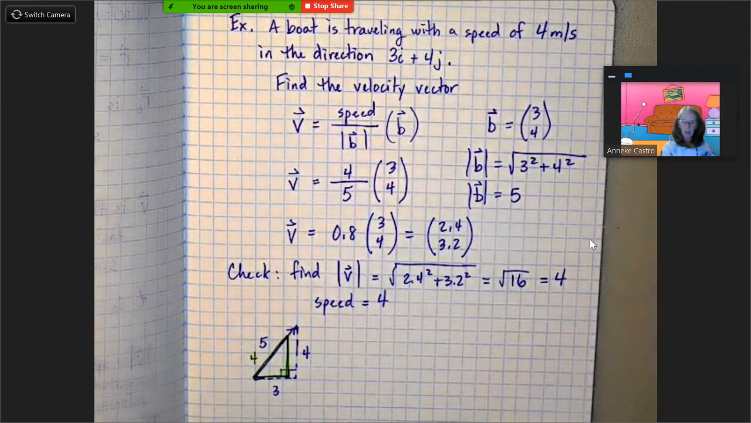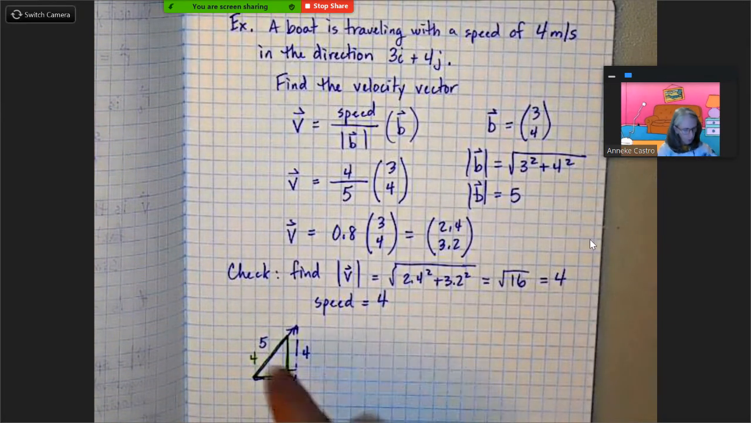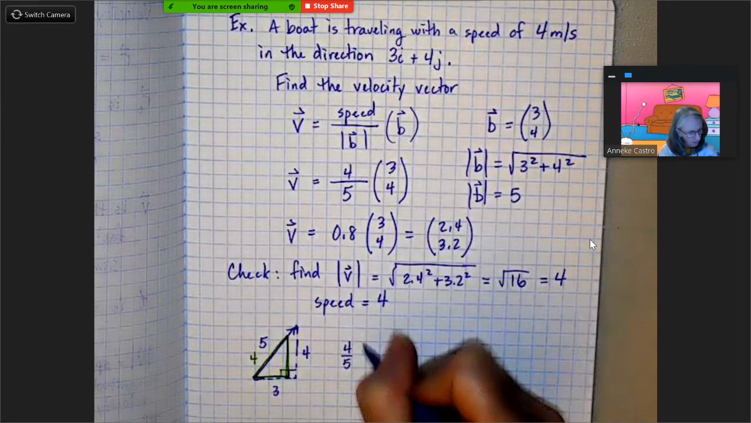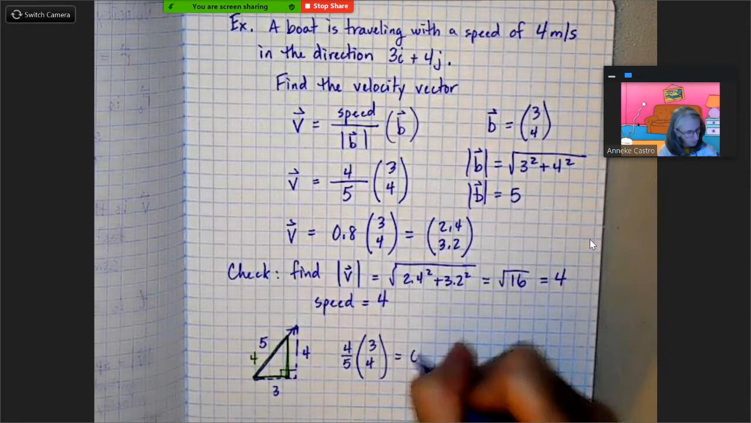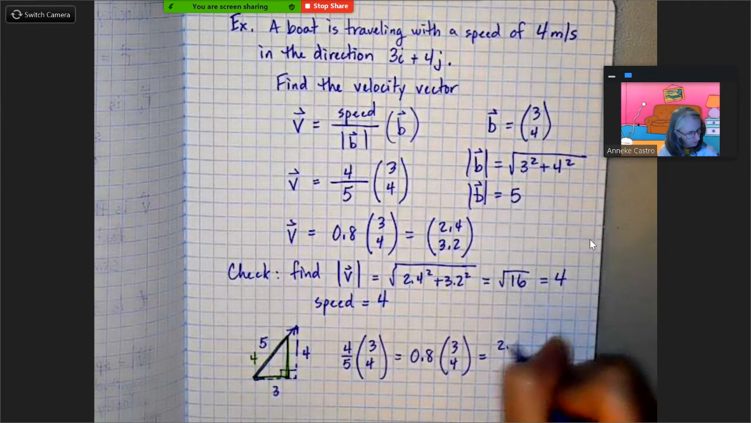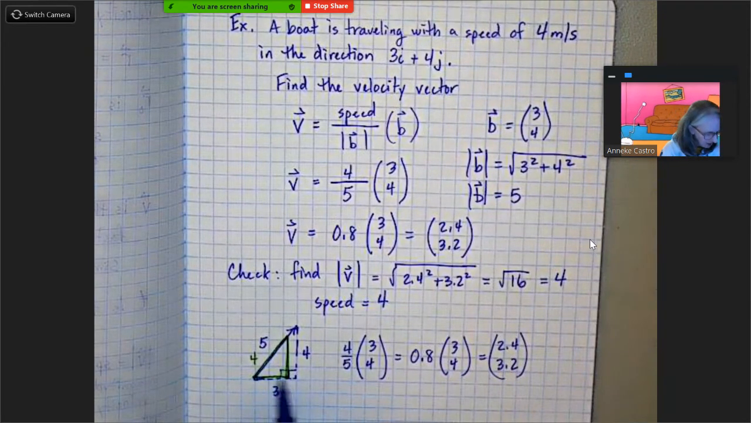Okay, these are similar figures, and similar figures are proportional. So I want 4 out of every 5 units here. The whole thing was 5, but I only want 4 of it. So I want 4/5 of it. That's why I'm doing 4/5 of this vector 3, 4, which is the same thing as 0.8 times 3, 4, which gives me 2.4 and 3.2. You can check that on a calculator. I multiplied them out earlier. So this distance here is 2.4, and this distance is 3.2.